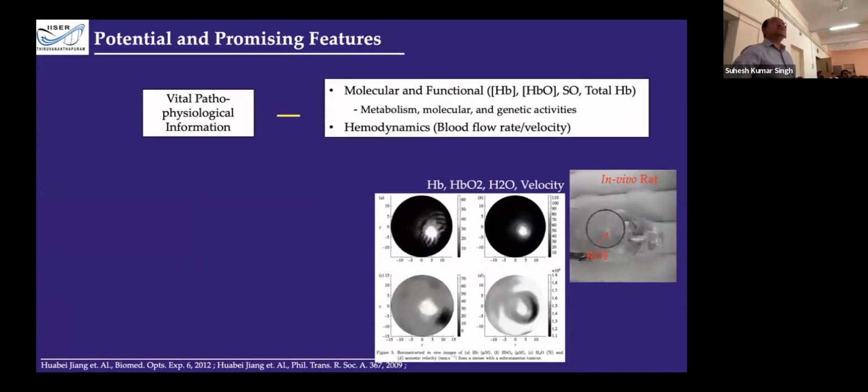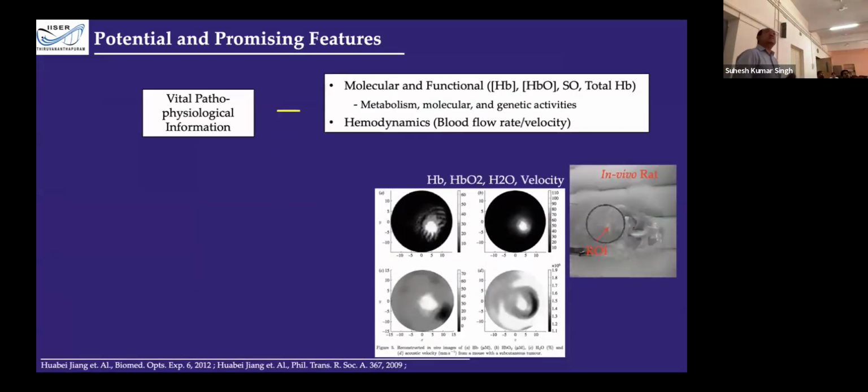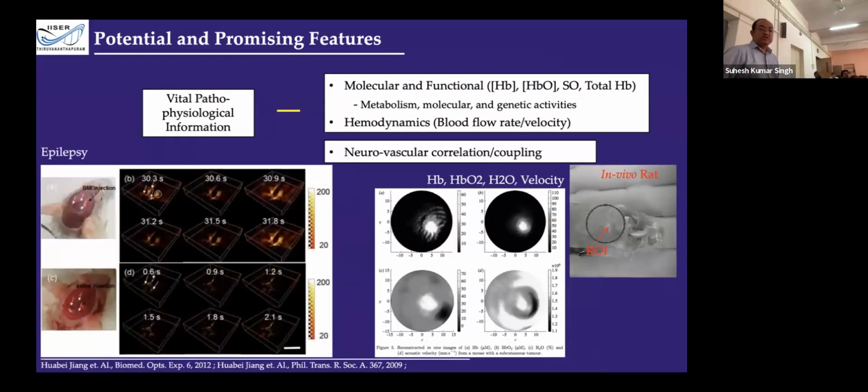Another feature is that it can give vital pathophysiological information on the concentrations of HB, HBO, total oxygenation, and total hemoglobin, which are the characteristics for controlling the metabolism, molecular, and genetic activities. So by recovering this molecular information, one can diagnose and follow up the treatment of any kind of disease. Of course, it has a lot of implications for the neurovascular system. It is already reported for neuro applications.